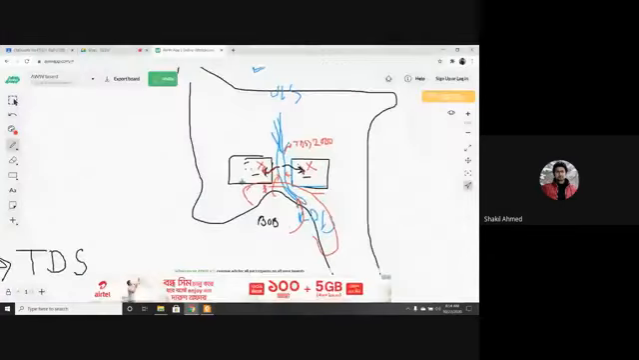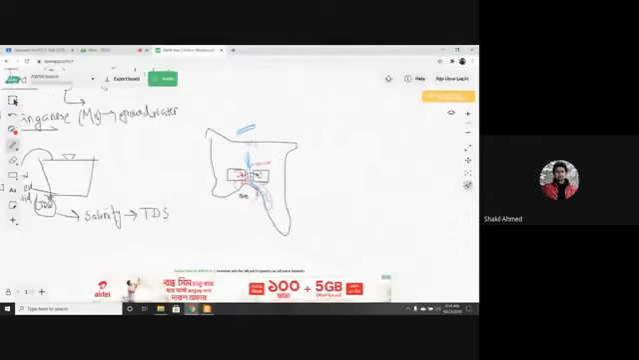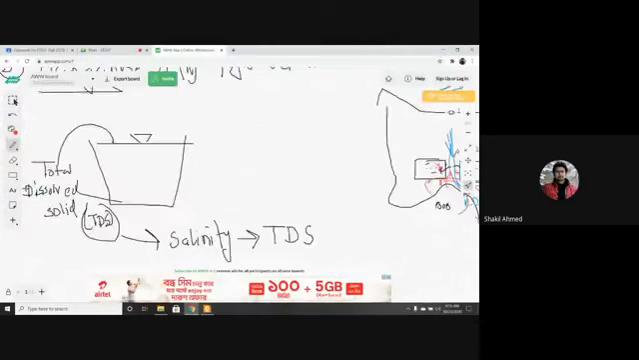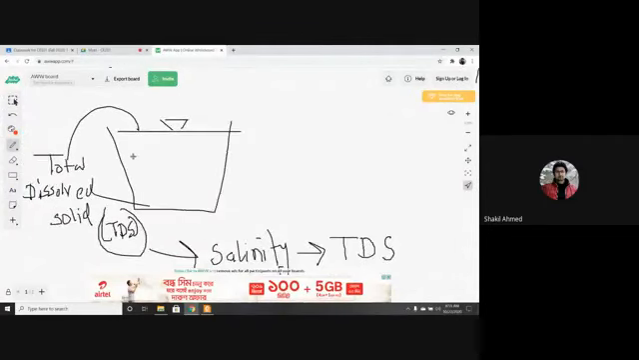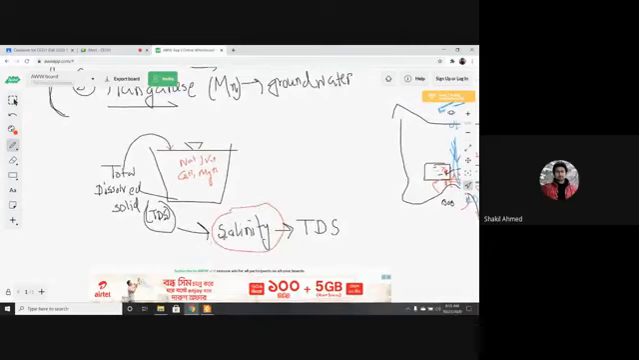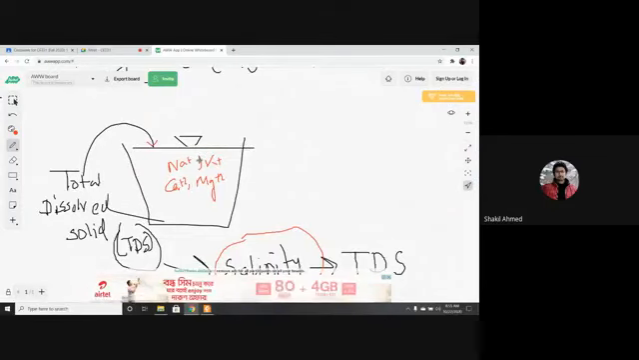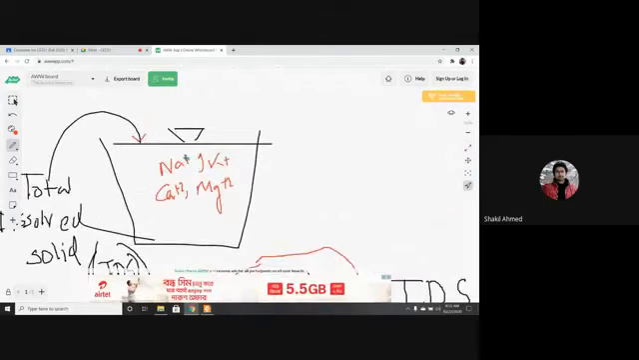I told you that you can measure salinity by estimating how much dissolved solid is there, for example sodium, potassium, calcium, magnesium, right? There is another way of measuring salinity. What is that? First of all, try to understand, if there is dissolved salt, that means they are in ionized form, am I right?